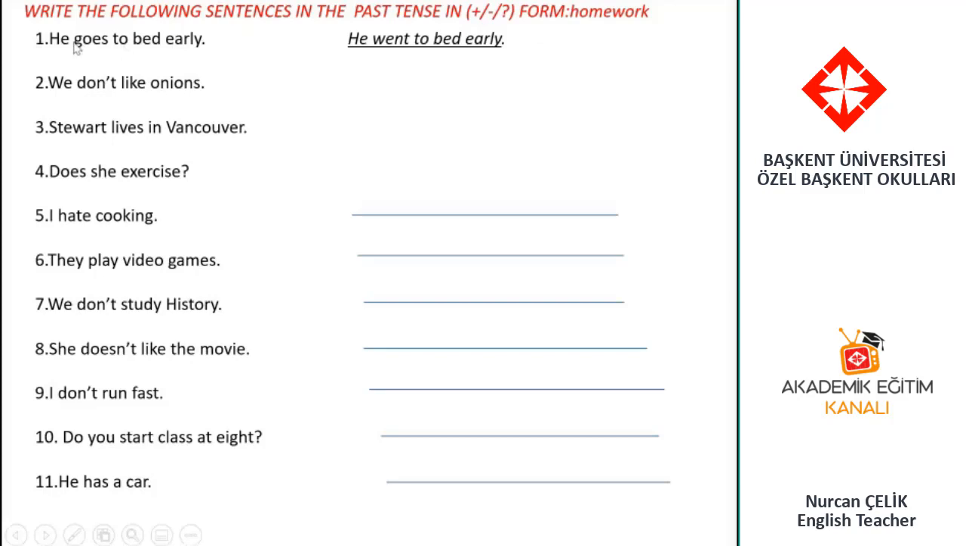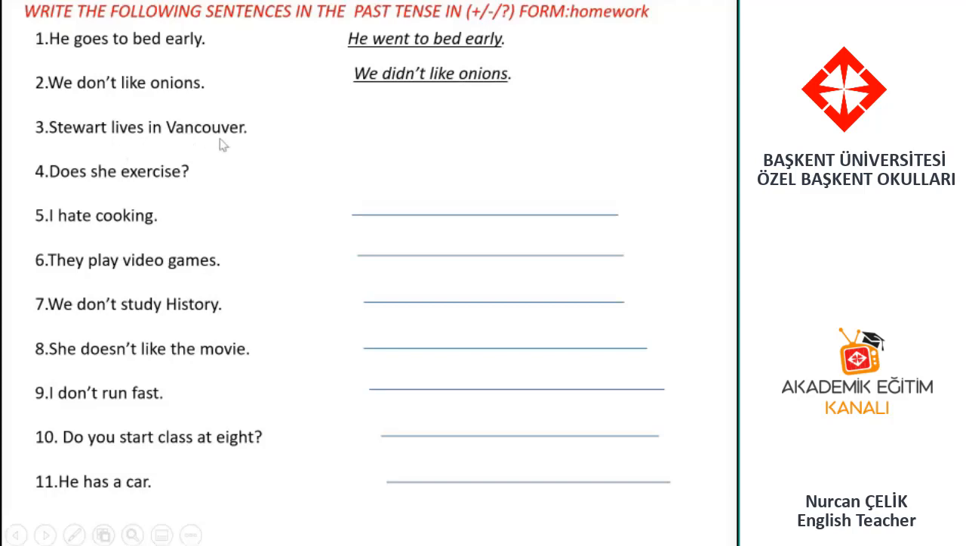This is simple present tense, and when we say it in past, goes changes to went. He went to bed early. We don't like onions. Simple present tense, negative sentence, and it changes, we didn't like onions. Past tense, did. In negative, it changes to didn't. And look, like, not liked. Remember?